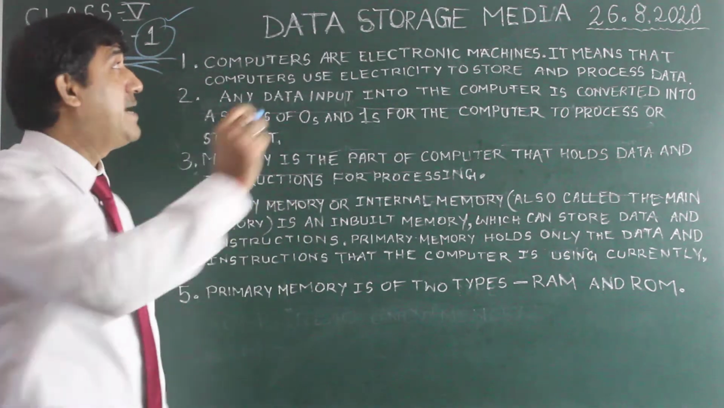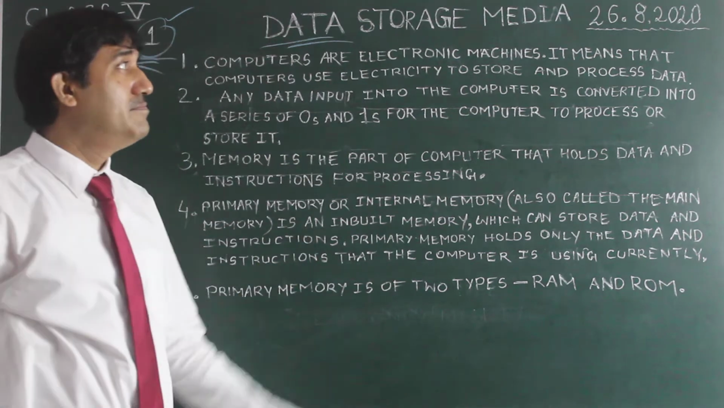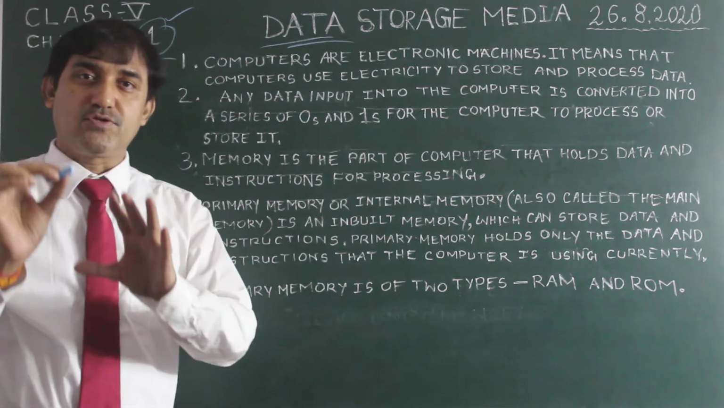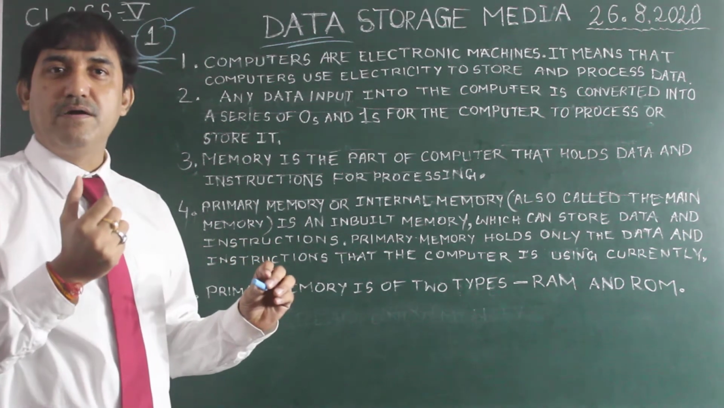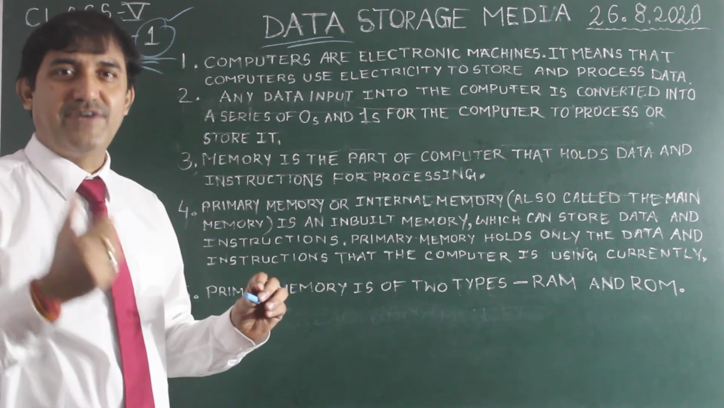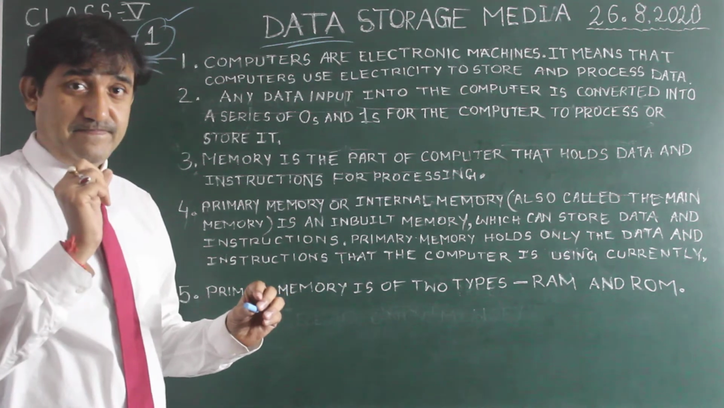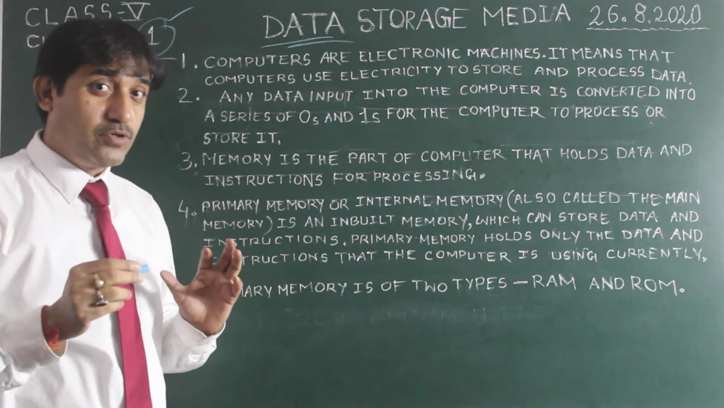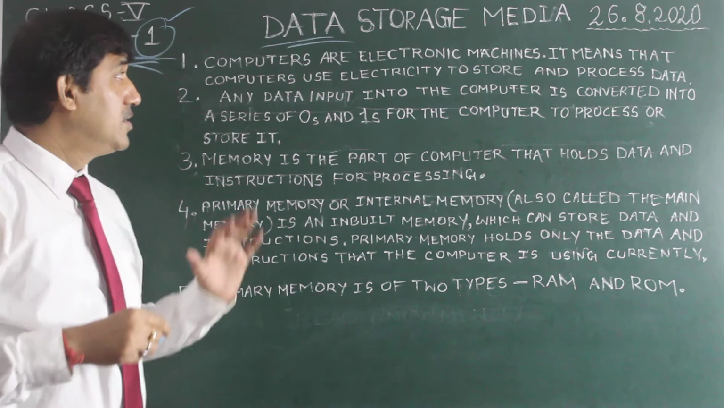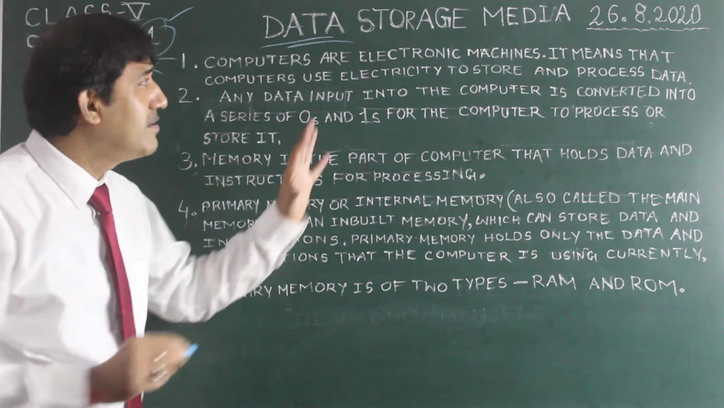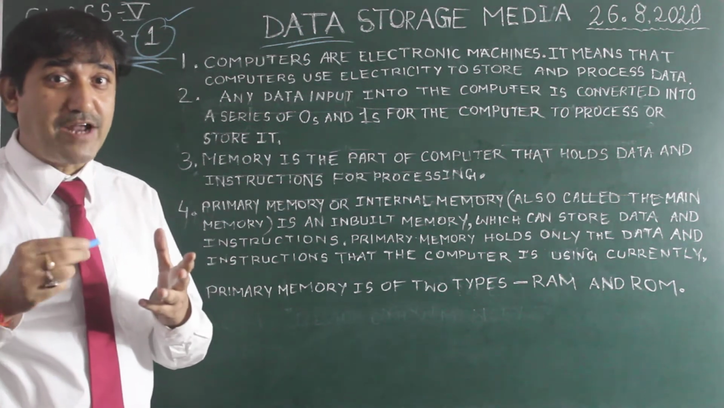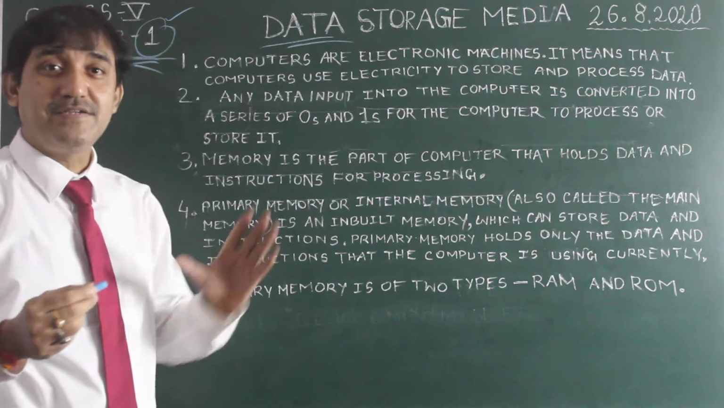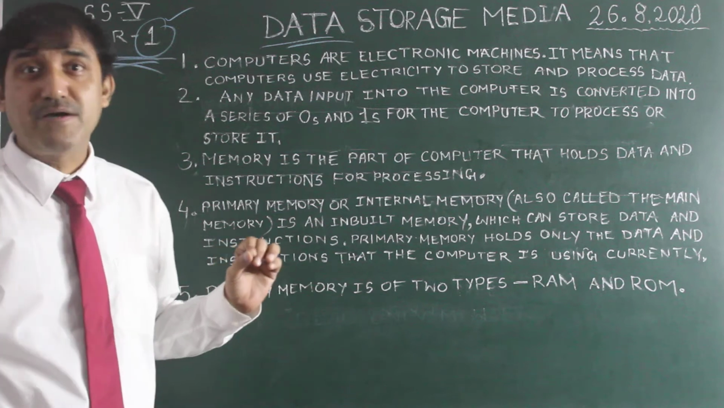Now, chapter 1 you are having data storage media. The meaning of data storage media is, a particular example I am giving, pen drive, where you can store data. Now, how the data is stored, that is very important. You will find that computers are electronic machines. What do you mean by electronic machines? The machines which run by electricity. If there is no electricity, the machine will not run, like our computers.